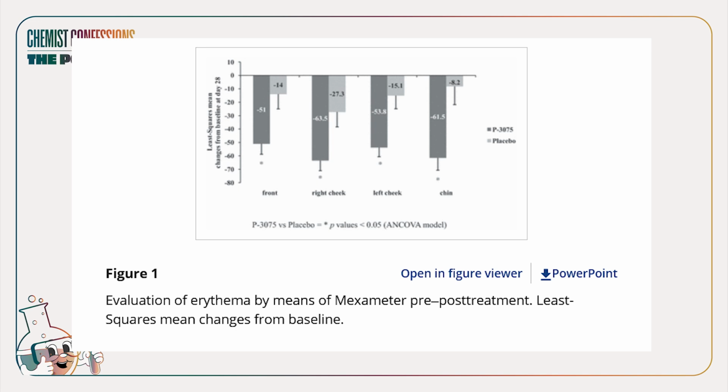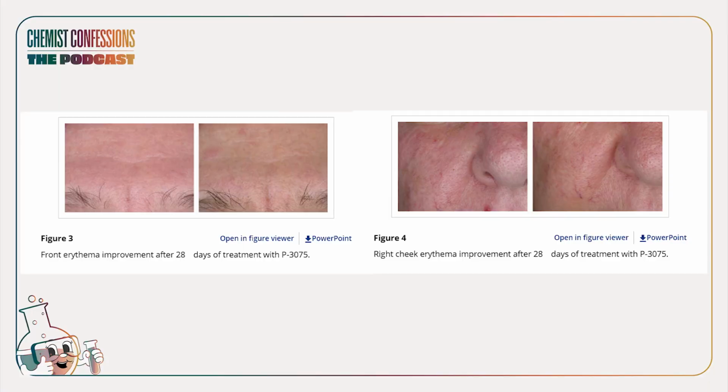Yeah. But across all these different zones, like the right cheek, left cheek, and the chin, the 5% PAD cream was able to decrease redness. Across all different zones on the face, redness significantly decreased after 28 days of treatment. We'll also put the before and after pictures up here.